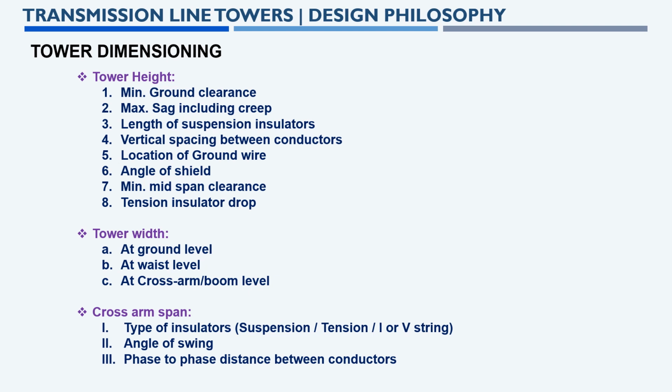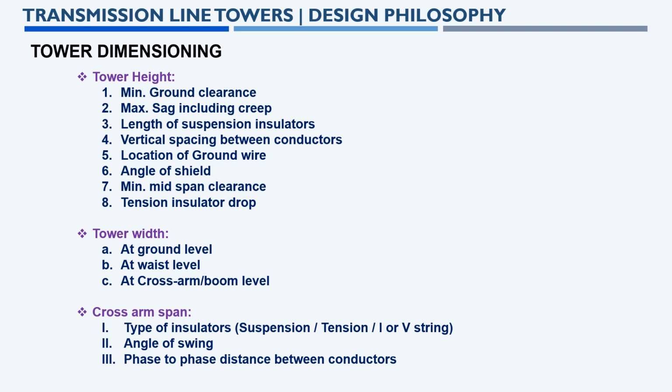Next one is tower dimensions. Tower dimension is very important while doing tower design. As we said earlier, there are four stages to be considered for tower design: GLAD, that is geometry, load, analysis and design, and detailing. For GLAD, that is the geometry condition, these are the inputs: minimum ground clearance, maximum sag including creep, length of suspension insulator, vertical spacing between conductors, location of ground wire, angle of shield, minimum midspan clearance, and tension insulator drop. These come under tower height finalization.